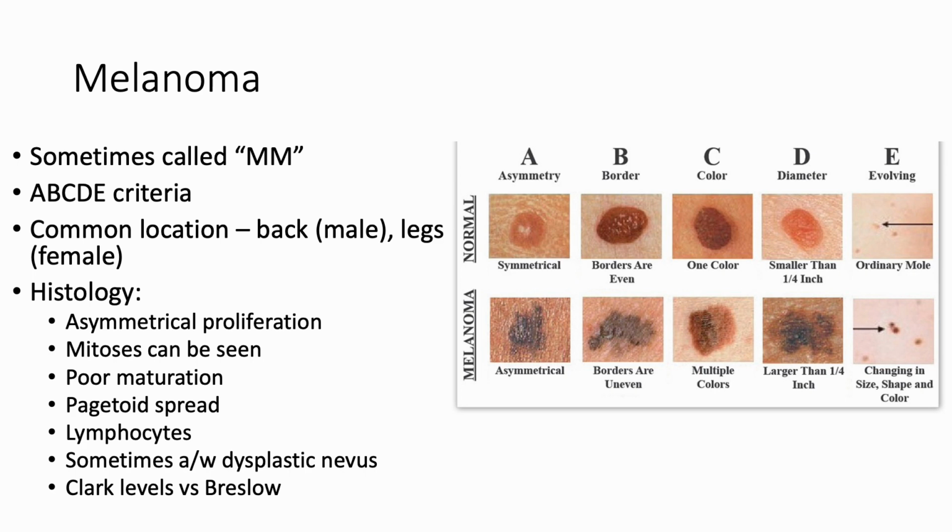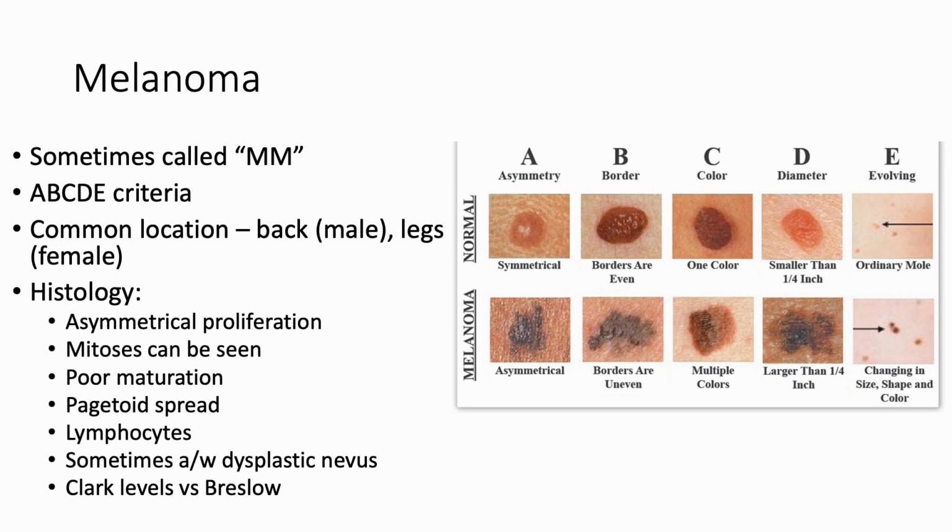Next, let's talk about melanoma. Sometimes people call it malignant melanoma, but malignant is unnecessary since there is no benign melanoma. Clinically, they use the ABCDE criteria: asymmetry, irregular border, different colors, and diameter more than 6 millimeters, as well as evolving lesion, which means there is a new change in size, shape, or color.